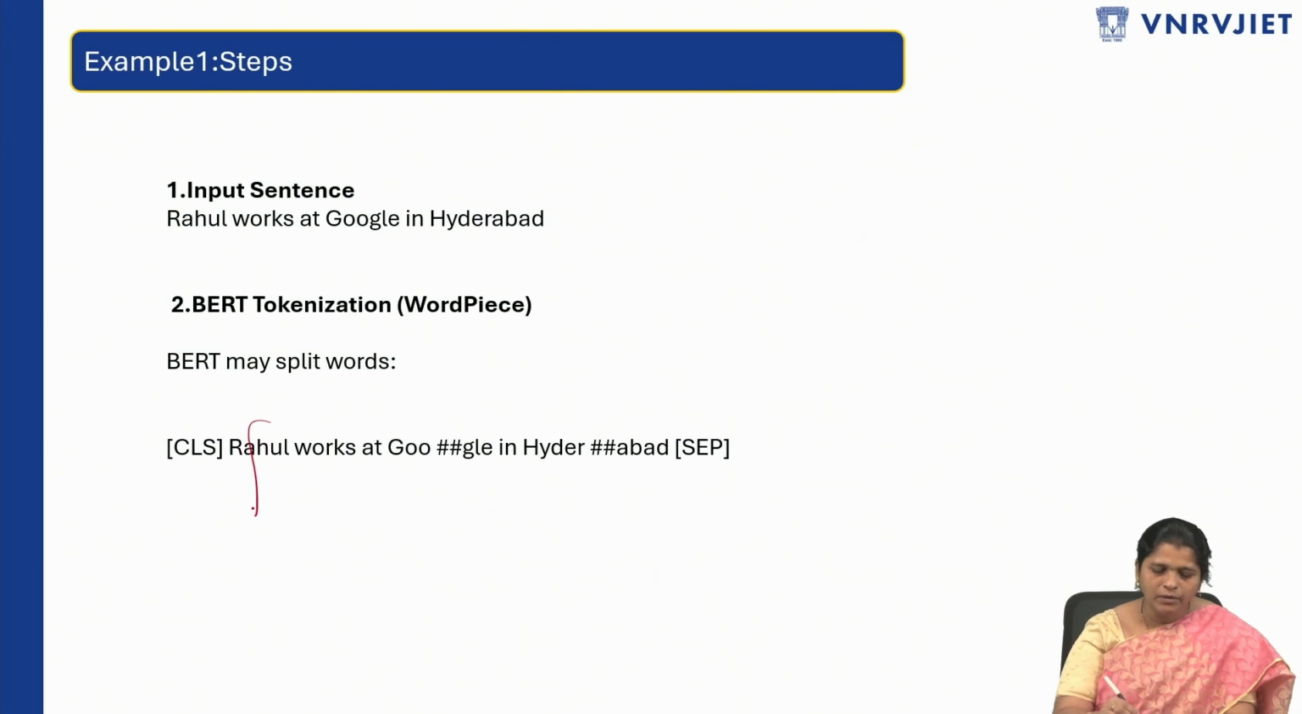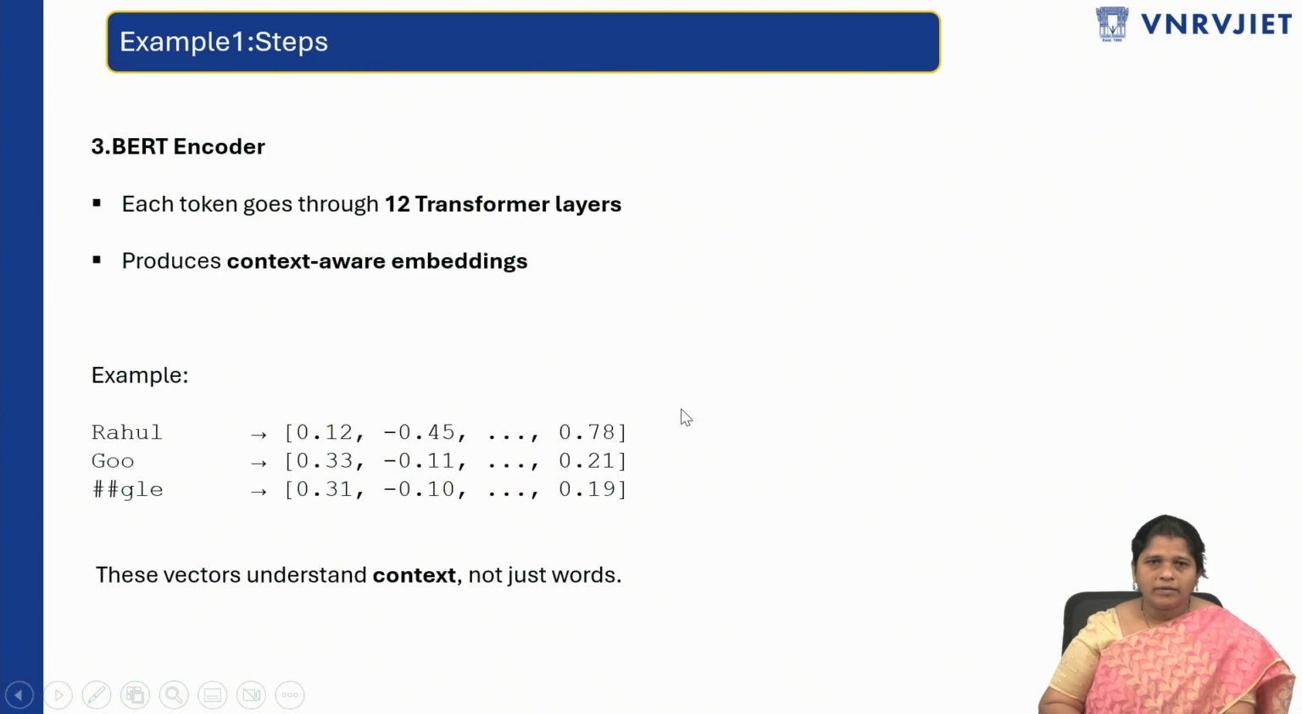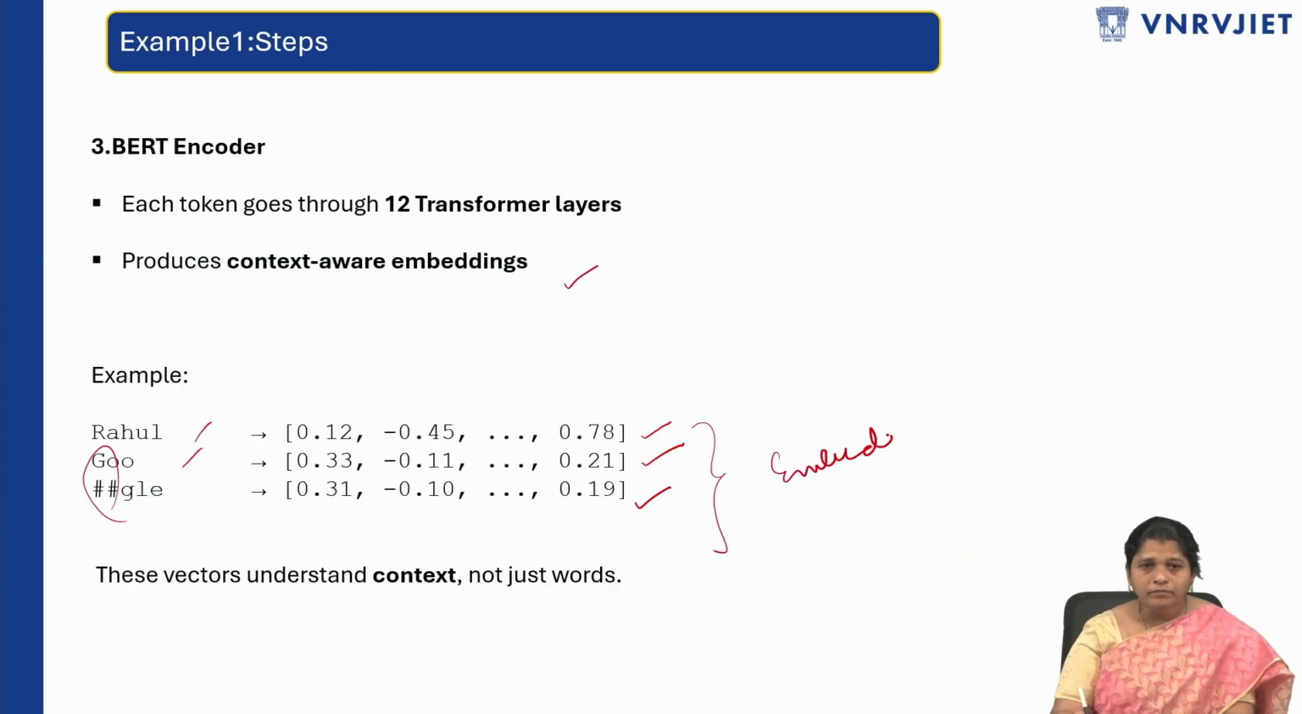Rahul works at Google. This is how it is marked here. Next, for the location, it is marked like this. After that, for each word, such as Rahul, a dense vector is represented, and for Google separately. Now it has been split into Goo and gle separately. So this will produce context-aware embeddings like this.